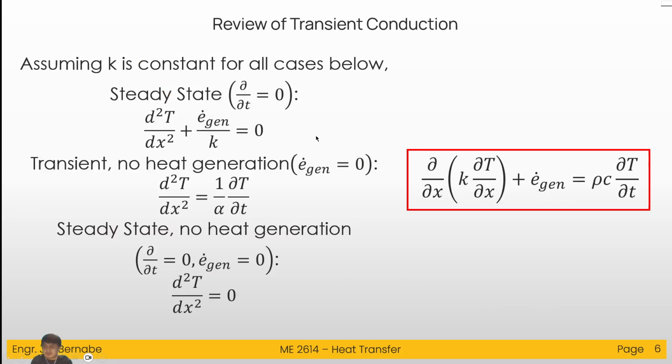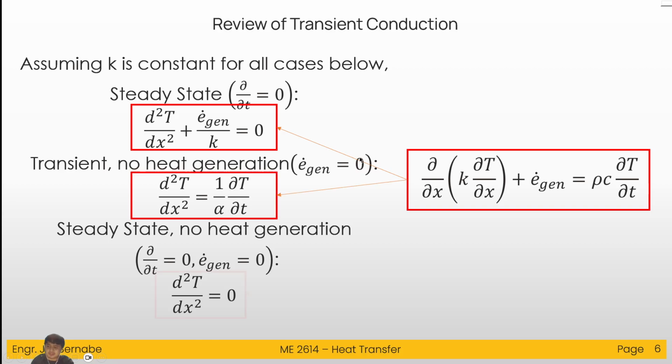So for steady state, you have this with heat generation, no? So steady state with heat generation will be this equation. For transient with no heat generation, you have this differential equation. And for steady state with no heat generation, you have this. So what we've studied so far is just steady state with no heat generation. So you might ask, why is this? What is the meaning of this?